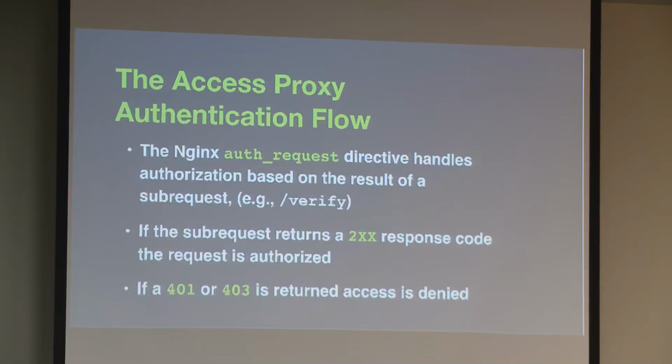So auth request is a perfect candidate for that, because if a subrequest returns a 200 response code, then the request is considered authorized and is allowed. If it returns a 401 or a 403, access is denied, and any other HTTP status code is considered an error, and the request would be denied.